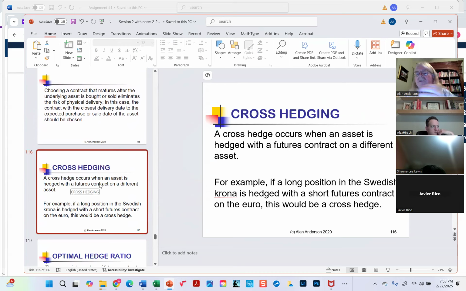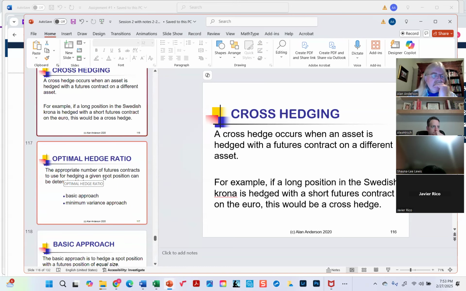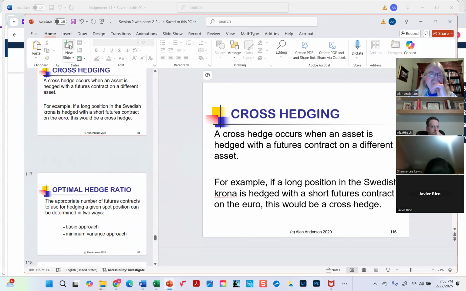So let's say instead it's the Swedish krona, same thing. They do most of their business with the Eurozone members. So it stands to reason that the Swedish krona would be highly correlated with the European euro, and therefore I could use a euro contract to hedge the risk of doing business in Sweden. Okay.